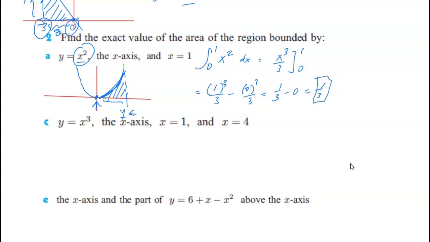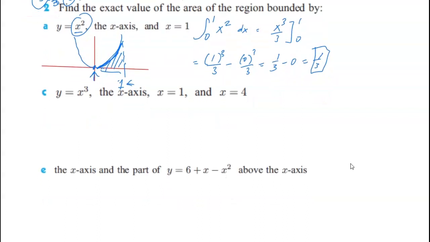All right. Next one. Y equals x cubed, the x-axis, x equals 1 and x equals 4. So we're just going to draw a picture again. If you don't know what these look like, go ahead and graph it on the calculator first to give yourself an idea. If you remember, x cubed is a cubic, so it looks kind of like that. We're talking about the right side of it, not the left side of it, but we don't know that yet, so let's go ahead and draw the whole thing.